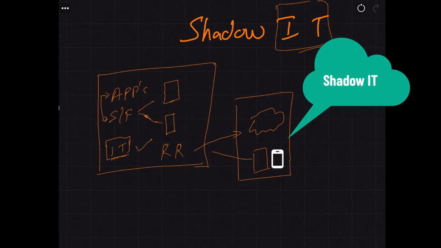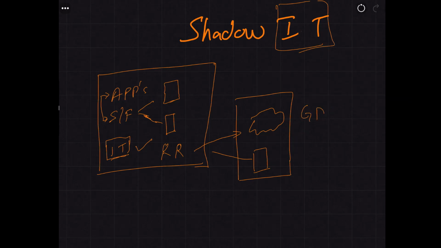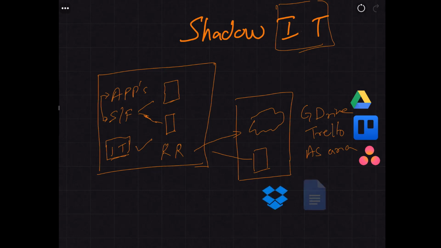So employees might want to use Google Drive, as an example, right? They might want to use other software for productivity. For example, one of the employees wants to use Trello, or another employee wants to use Asana, and other file sharing tools as well, maybe Dropbox, Google Docs, or Microsoft OneDrive. But these applications may not be approved by IT because that does not come on their radar.